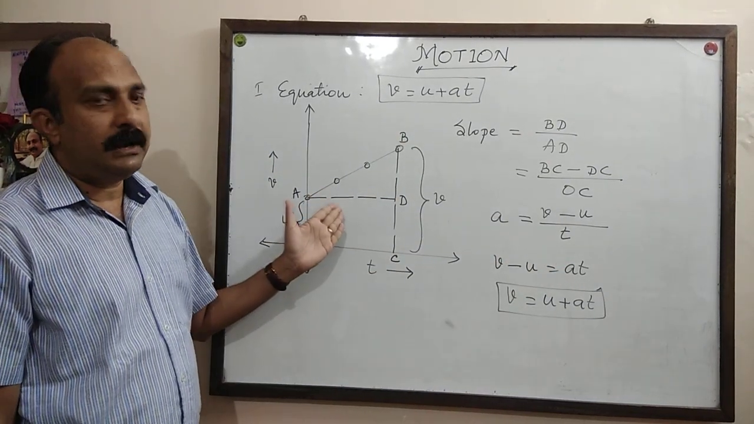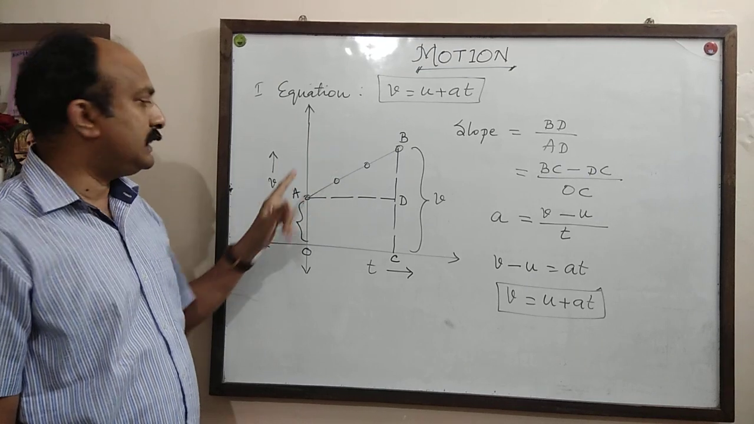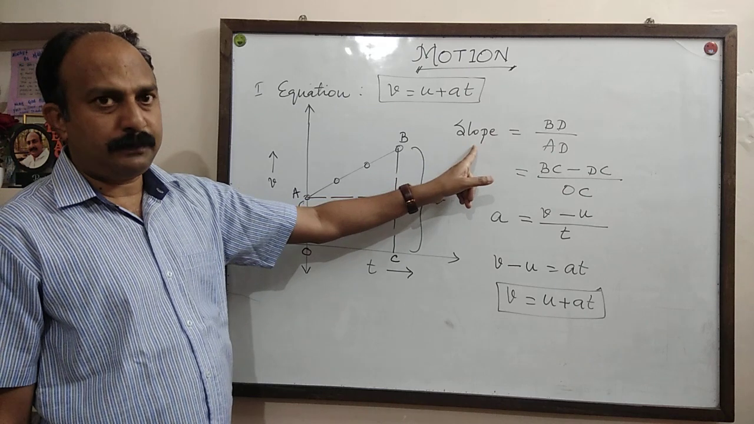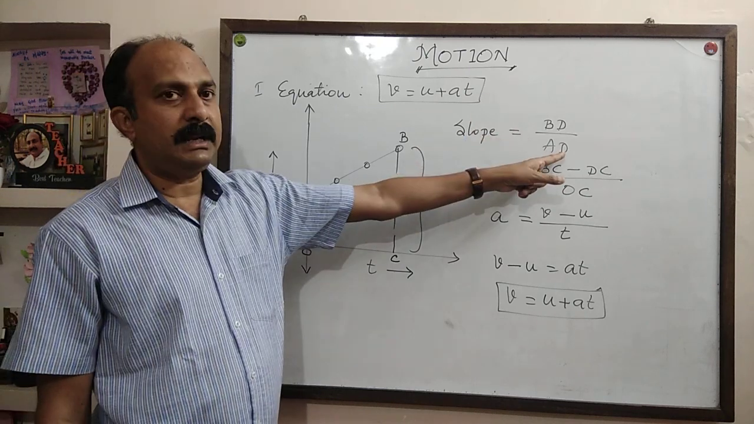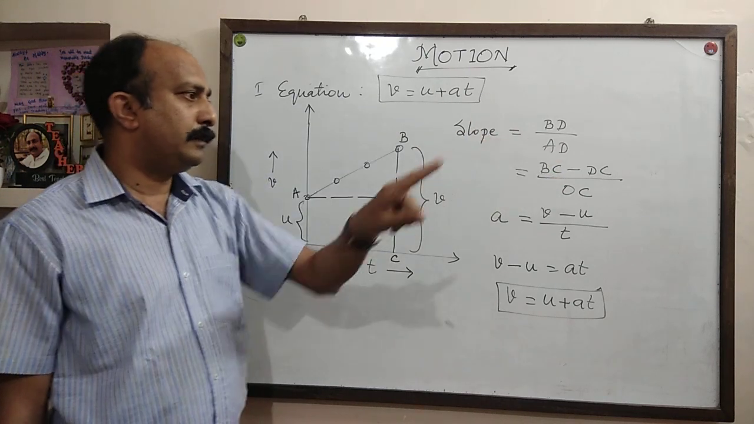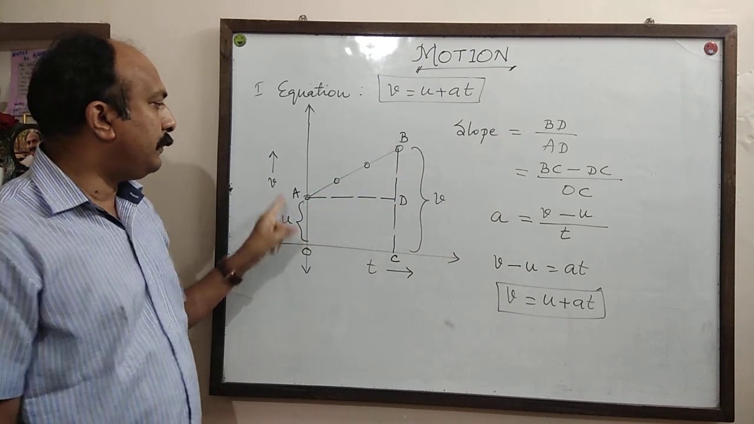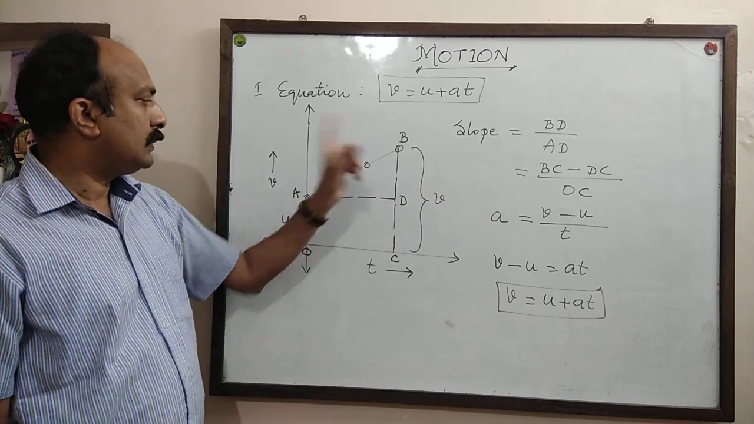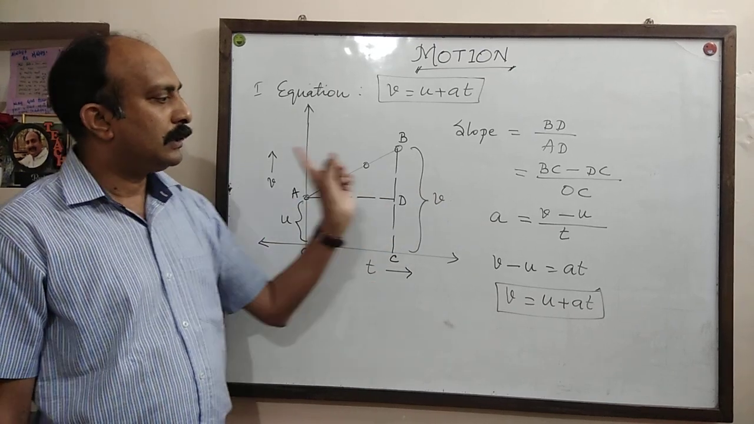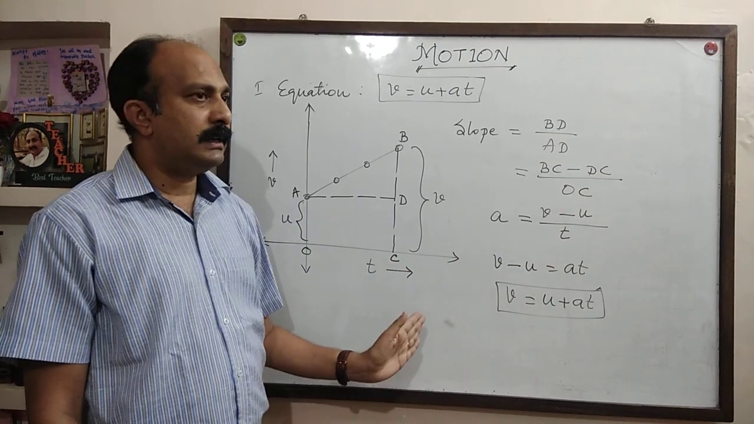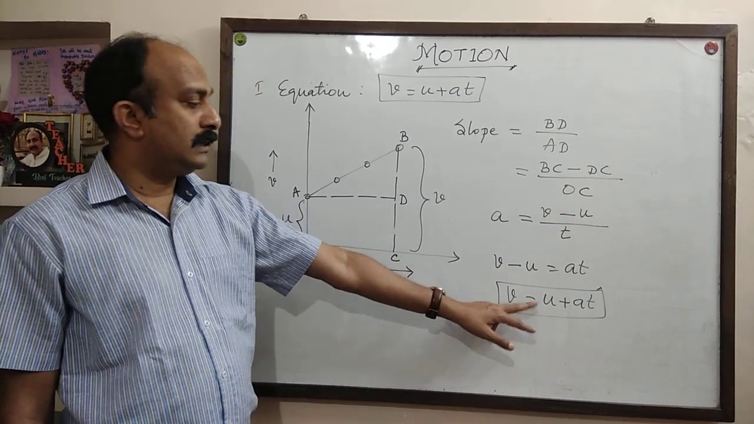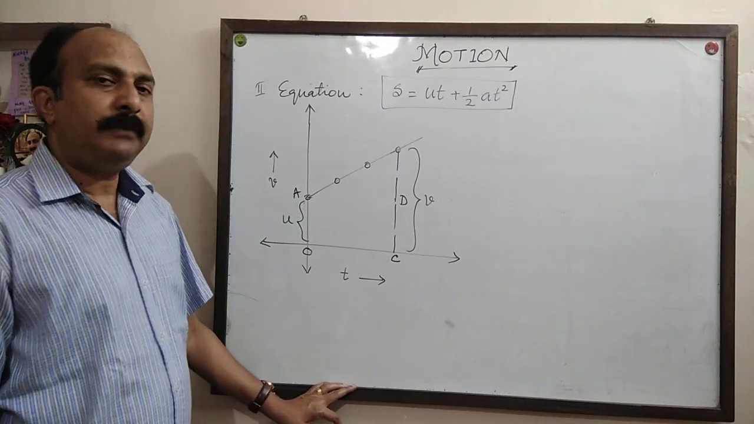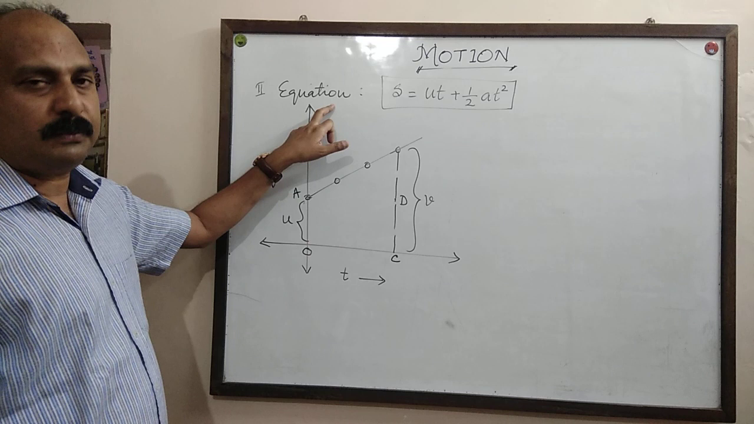We are using a graph of uniform acceleration whose U is not equal to 0. Now we are using the property slope is equal to acceleration. Slope is equal to perpendicular upon base, that is BD upon AD. But BD equal to V minus U and AD equal to T. Cross multiply, shifting the terms here and there, we got the first equation, V is equal to U plus AT. Now we are going to derive the second equation of motion.